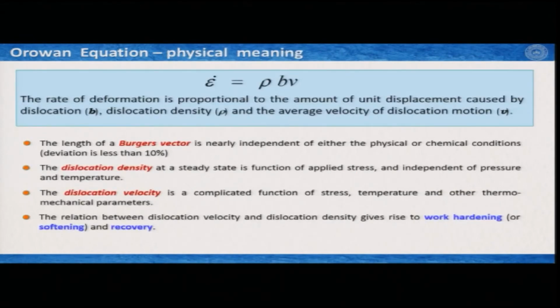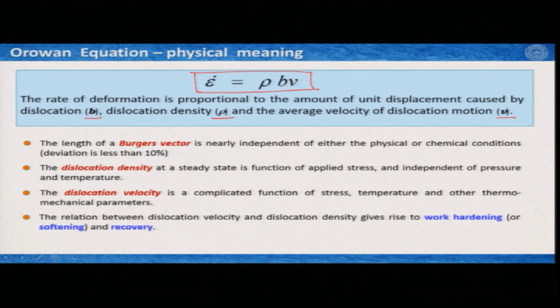So, this equation, epsilon dot equal to rho B V, is the fundamental equation. The rate of deformation is proportional to the amount of unit displacement caused by the dislocation, which is the Burgers vector, the dislocation density rho, and the average velocity of the dislocation motion, which is V.